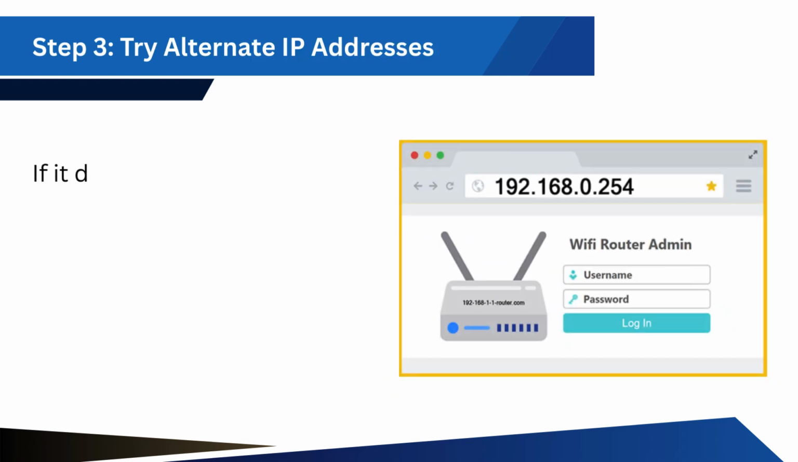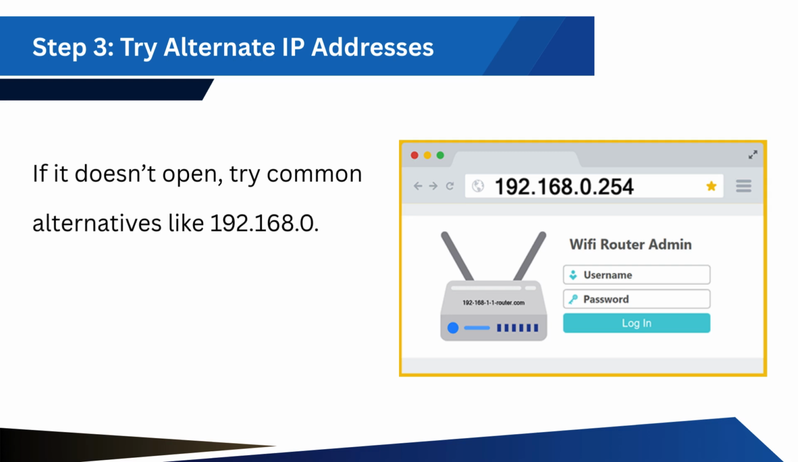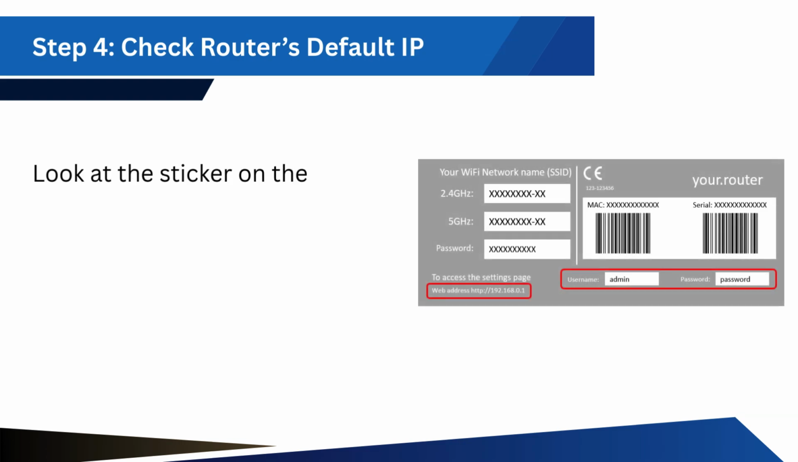Step 3. Try alternate IP addresses. If it doesn't open, try common alternatives like 192.168.0.1, 192.168.1.254, or 192.168.0.254.